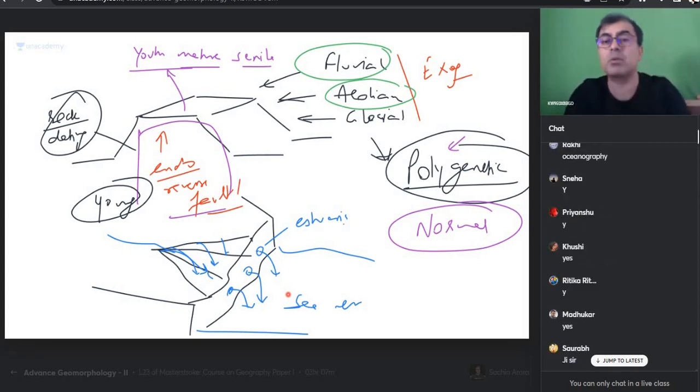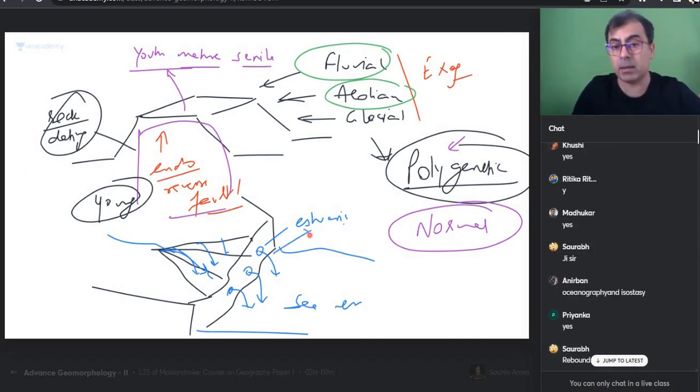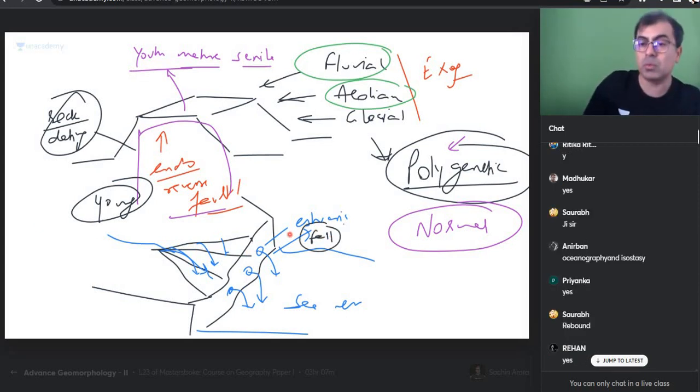Remember, isostatic rebound. So delta को अगर पानी गिर रहा है, it has got slope. ये तो fall हो गया. Actually, we saw fall over there. River coming out and falling. True. Rejuvenation.